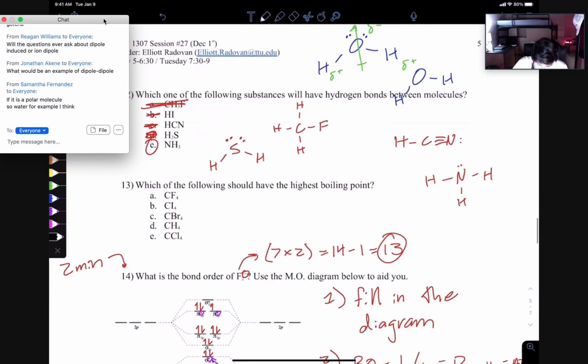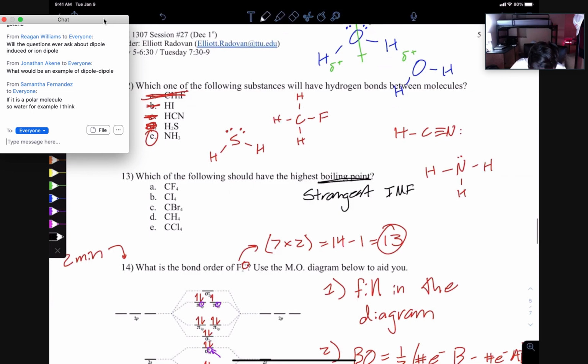So then 13, which of the following should have the highest boiling point? So this one, highest boiling point, we're essentially asking which one has the strongest IMFs. Okay, so basically what's happening here, you have to look and see this pattern. A, B, C, and E are all going to look the exact same. It's a carbon bonded to halogens on all sides. So I'm going to draw it like this. X could refer to any halogen. Okay, so X could refer to fluorine, iodine, bromine, or chlorine.